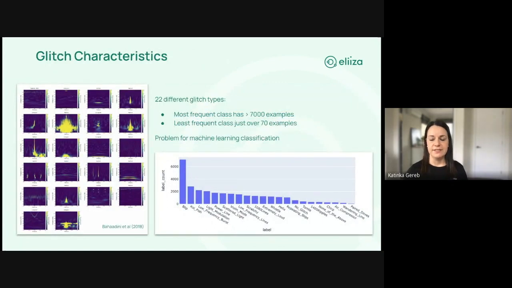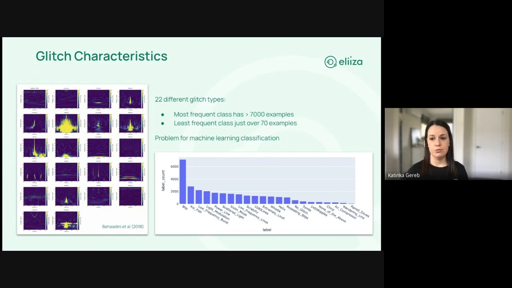So here on the left side, I'm showing you 22 different glitch types that we know exist today. And then the bar chart is showing that some glitches are actually very frequent. So for example, we have more than 7,000 examples of blips. So this is a glitch category. But also there are some which contain less than 100 examples. So there is a 2 orders of magnitude difference between these two numbers.